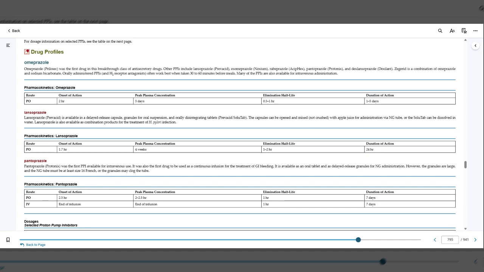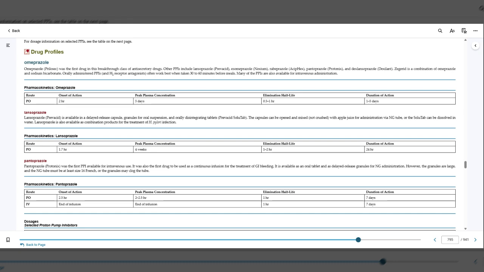The third medication there is pantoprazole, which is the first PPI we use for intravenous use. We can use it as a continuous infusion also for the treatment of GI bleeding, and then it's also available in oral form. In the oral form, the granules are very large, so if we put it down an NG tube, we have to make sure that it's at least a size 16 or the granules can clog up the tube.